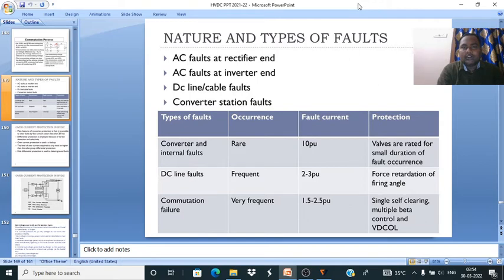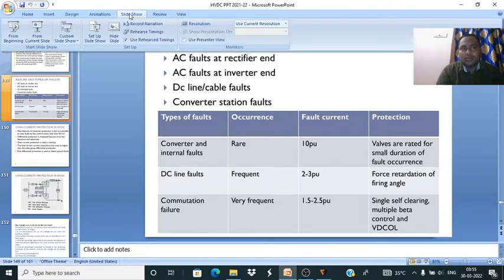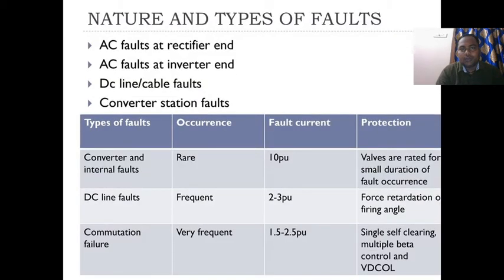In the previous class, we discussed the different faults that occur in an HVDC system. So, what are the different faults? Normally, they are arc back, arc through, misfire, commutation failure, and short circuits, which are the main important faults in the converter station, on both the rectifier as well as the inverter sides.